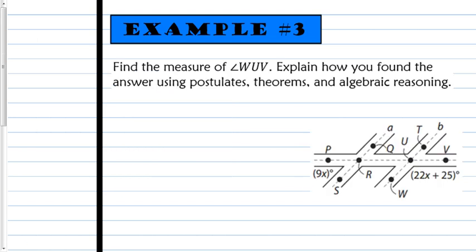Example number 3. We're going to find the measure of angle WUV. We're going to explain how we found it using postulates, theorems, and or algebraic reasoning. So what they're trying to get us to find is the measure of WUV.